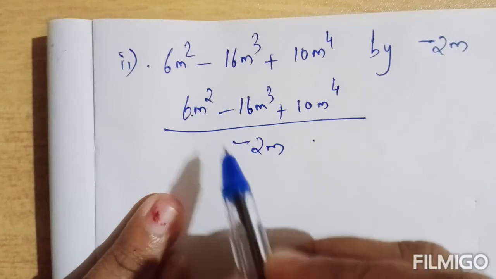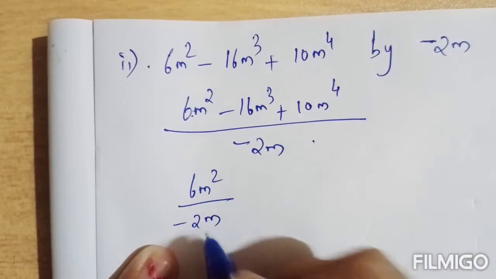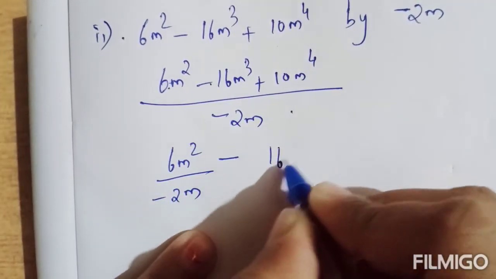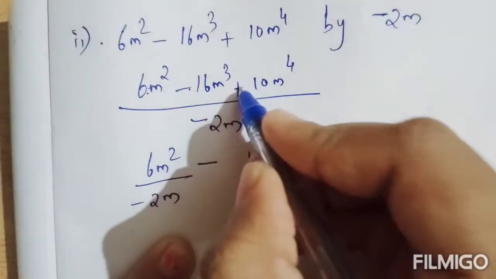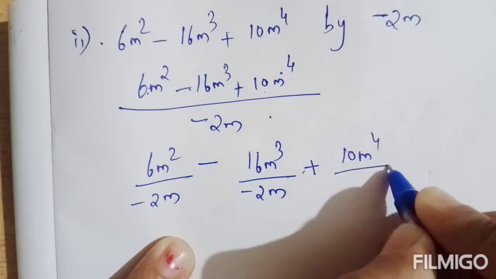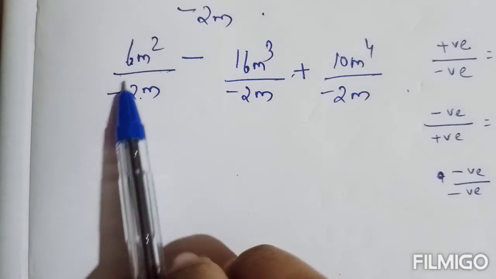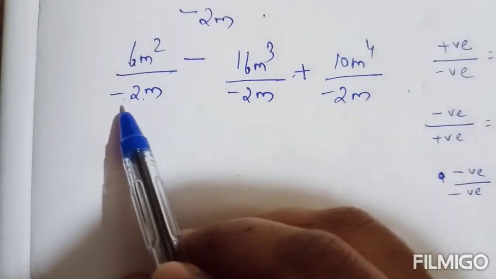So how can you split this? 6m square you can divide by minus 2m. Minus sign. So minus 16m cube you can divide by minus 2m. Then plus sign. So plus 10m raised to 4 you can divide by minus 2m. Okay. Now we can divide all the terms separately. 6m square by minus 2m.